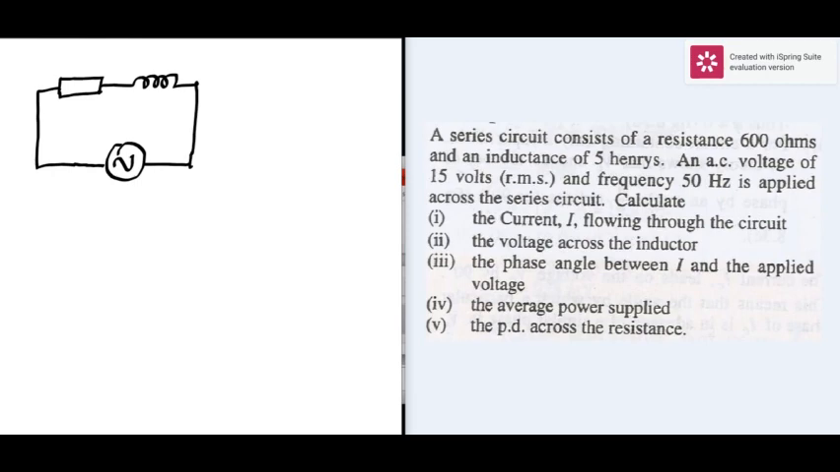The resistance of the resistor is 600 ohms. The inductor has an inductance of 5 Henry. The source voltage is 15 root mean square volts, and the frequency is 50 Hz.